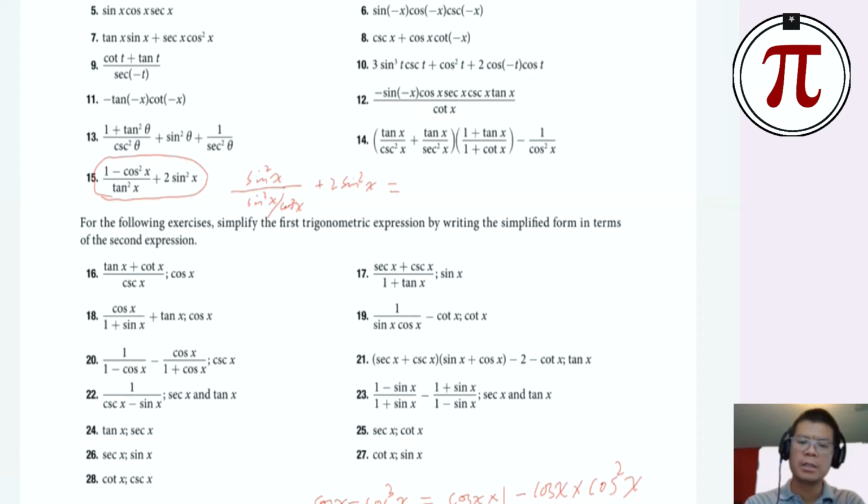So this one equals sine squared x times, well, this is a ratio, so you need to multiply by the reciprocal of this one. So it's times cosine squared x over sine squared x. Does that make sense? And then plus two sine squared x. Now, sine squared and sine squared cancel out. And this one equals cosine squared x plus 2 sine squared x, which can be written as sine squared x plus sine squared x.